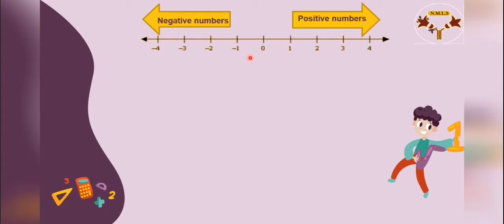So we say that the negative numbers look just like the positive numbers, and the only difference is that they have a negative sign in front of them. The negative sign looks just like the minus sign.